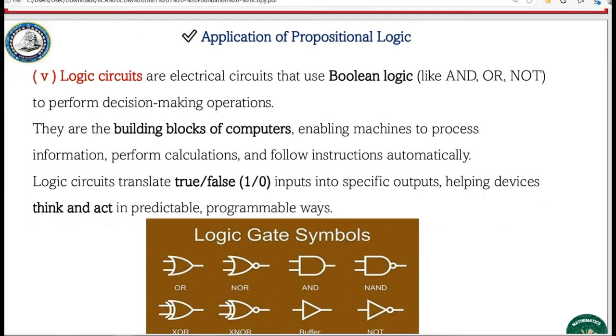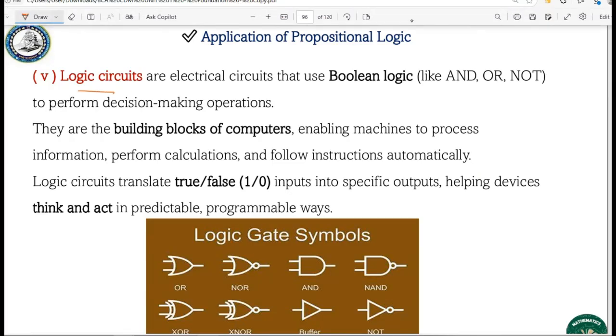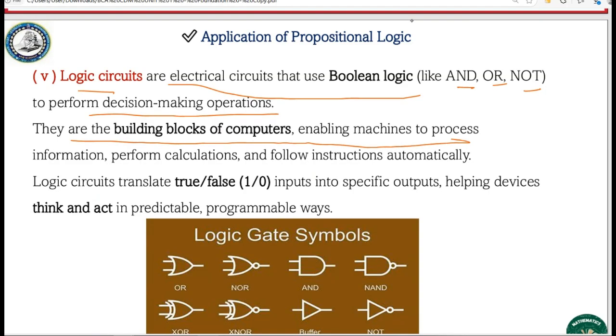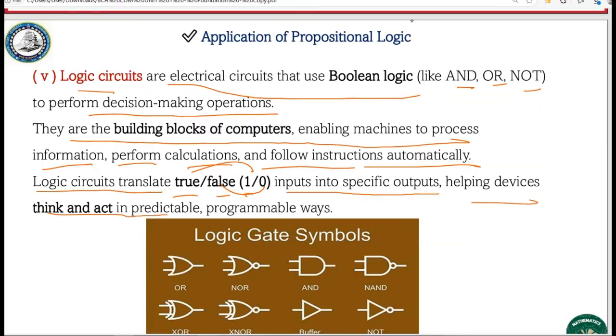The next application of propositional logic is the logic circuit. What is meant by a logic circuit? We have AND, OR, NOT electric circuits that use Boolean logic to perform decision-making operations. They are the building blocks of computers, enabling machines to process information, perform calculations, and follow instructions automatically. Logic circuits translate true or false, where true means one and false means zero, inputs into specific outputs, helping devices think and act in predictable, programmable ways.